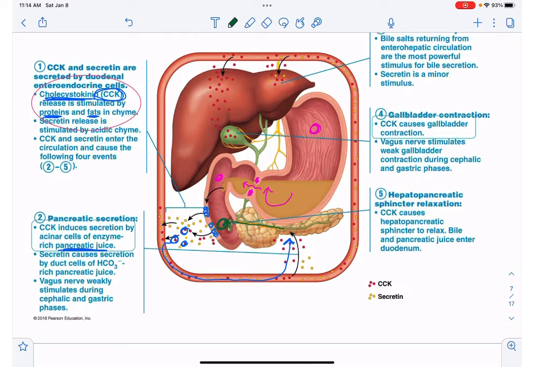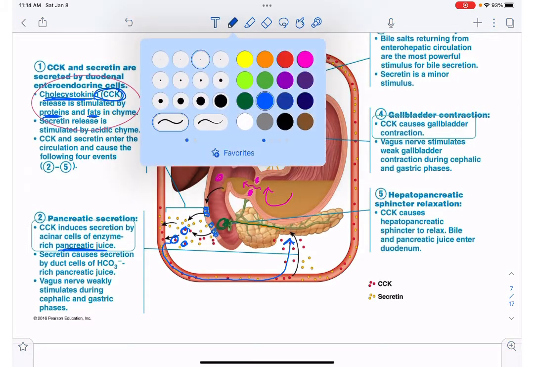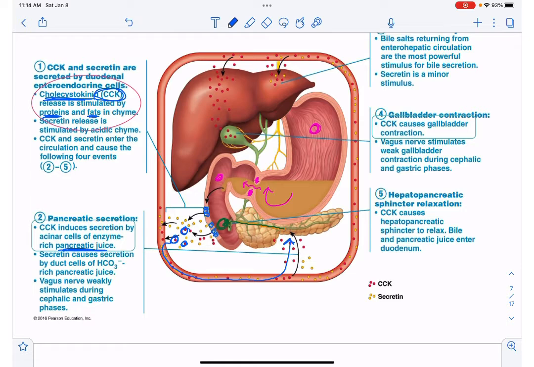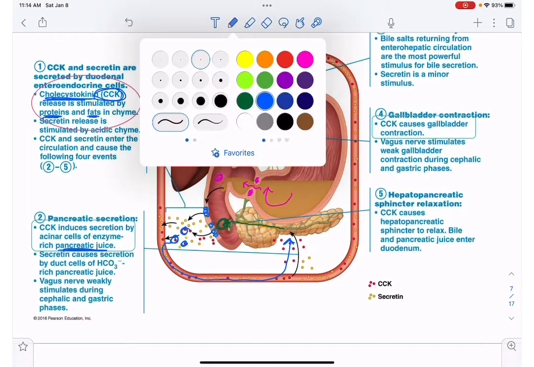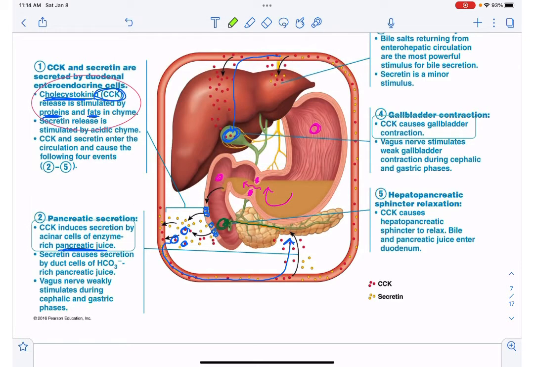Another thing that CCK does is it's going to go through the blood and act on the gallbladder and cause contraction of the gallbladder. And how is that significant? Well, the gallbladder is where bile is stored. And so that's going to cause bile to move down the bile duct and also be released into the duodenum.